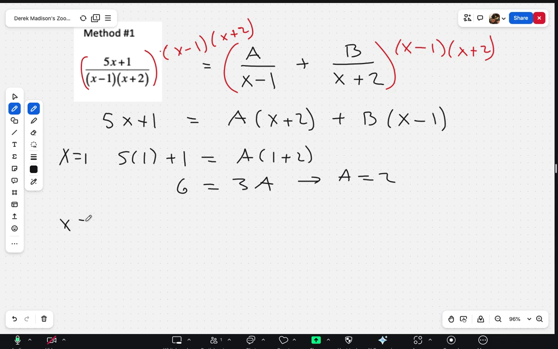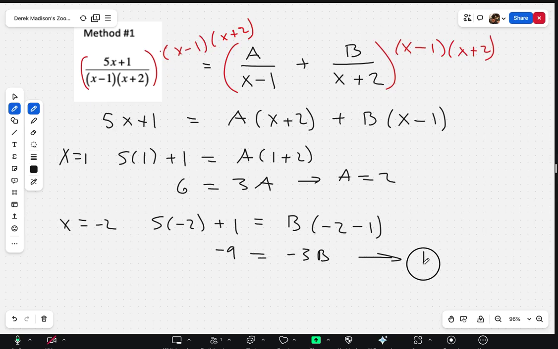The same thing with x equals -2, because that's my other zero. So 5 times -2 plus 1. If I put -2 in for that x, it knocks out that term. So then I just have b times -2 minus 1. So that would be -10 plus 1, which is -9, equals -3b. And then from there, b equals 3.